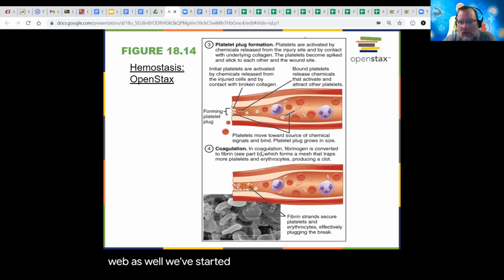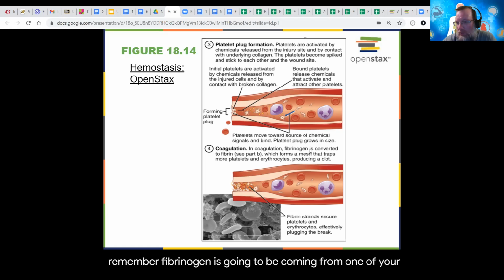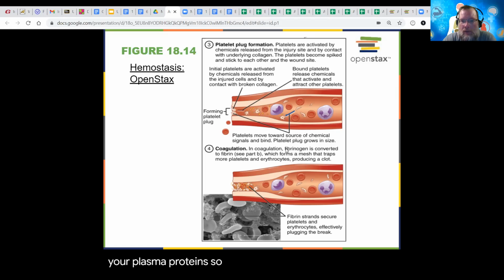We've started converting fibrinogen, and remember, fibrinogen is going to be coming from one of your plasma proteins. So we've got a plasma protein, fibrinogen. It's going to convert to fibrin, and fibrin basically means fibrous net. So a bunch of fibers. Okay, so these fibrin strands are going to continue to collect platelets. Now they're able to collect red blood cells too.